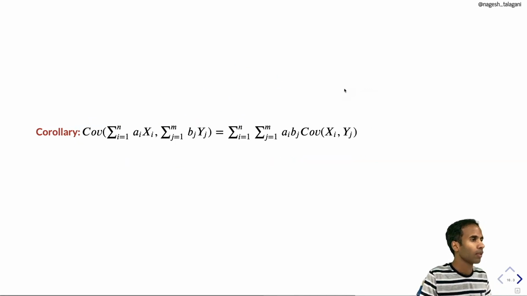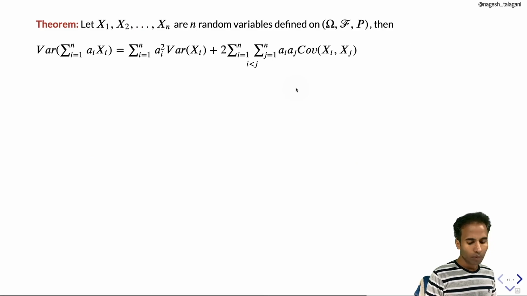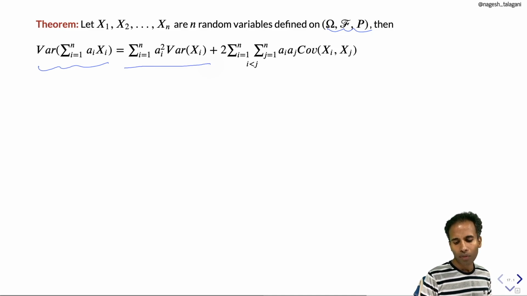Next theorem. Let x1, x2, and so on up to xn be n random variables defined on the probability space omega script F P. Then variance of summation i equal to 1 to n ai xi is going to be summation i equal to 1 to n ai square variance of xi plus 2 times double summation of ai aj covariance of xi comma xj, where the first summation runs over the first index i from 1 to n, the second summation runs over the second index j from 1 to n, where i less than j.